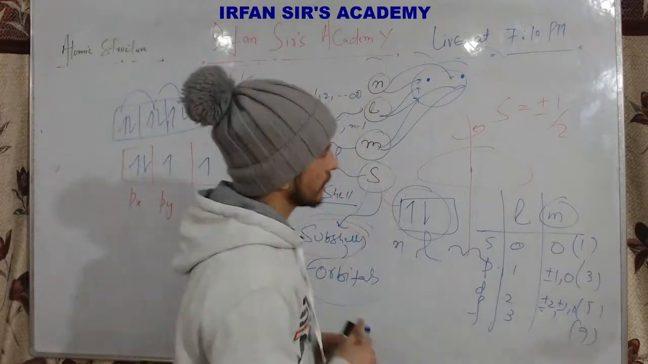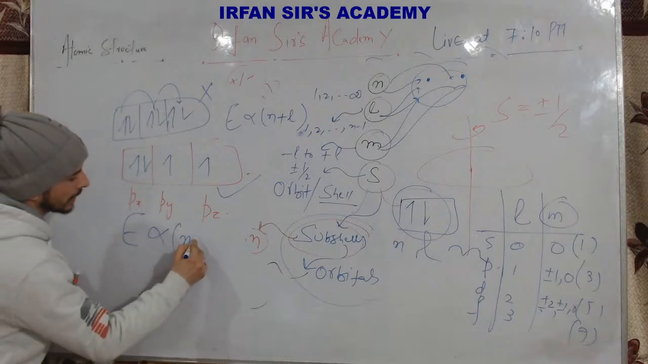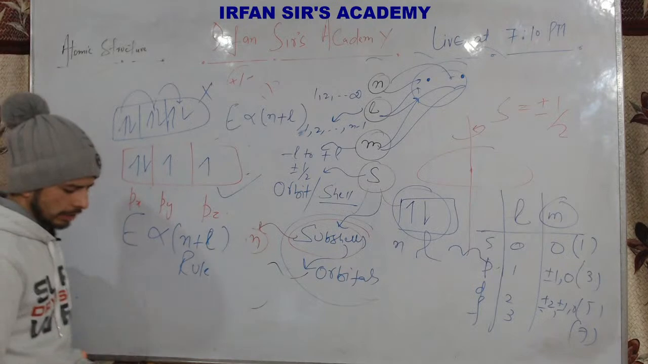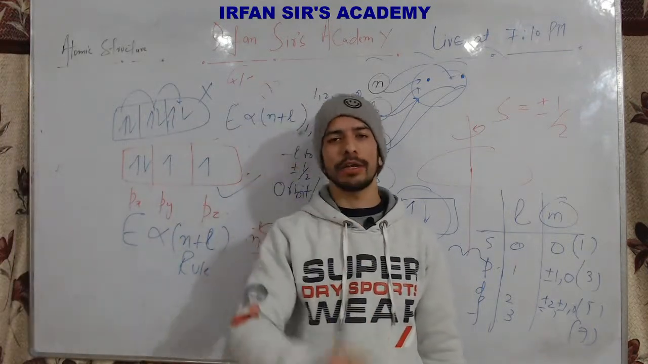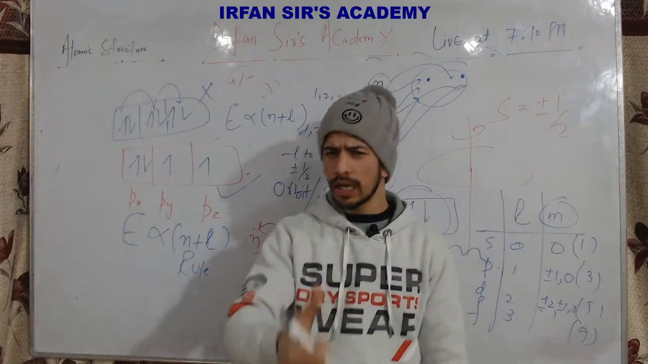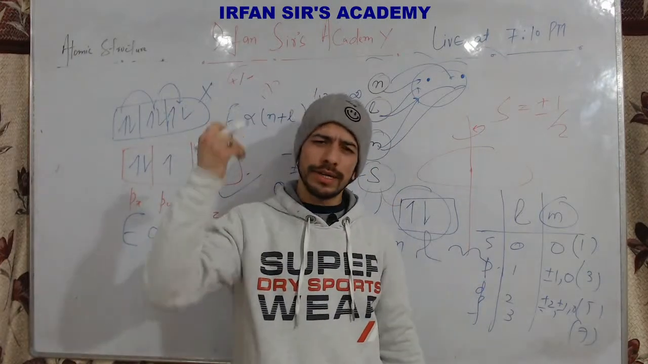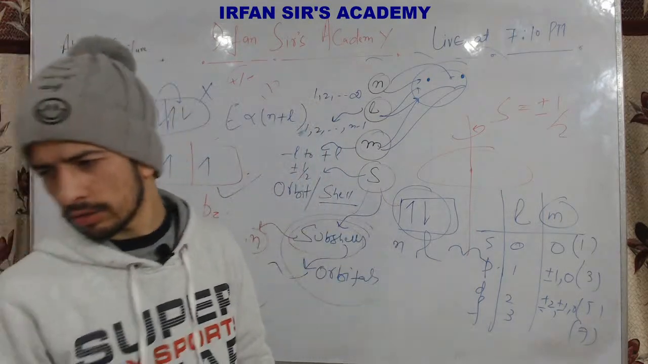One thing is, the energy of any orbital is directly proportional to n plus l. It's also called the n plus l rule. n is the value of the principal quantum number, l is the value of the azimuthal quantum number. How to calculate energy and all those things, we'll see in questions. I hope we should start the questions.